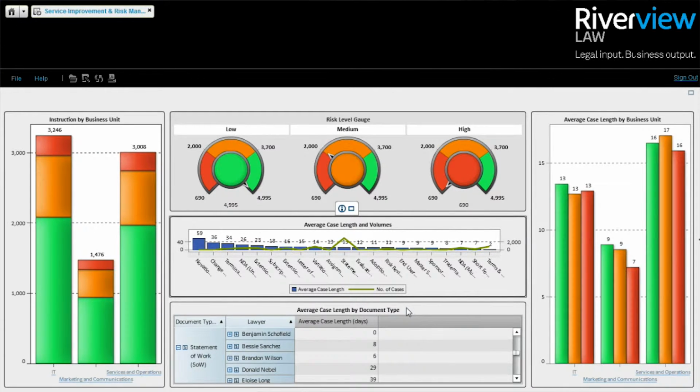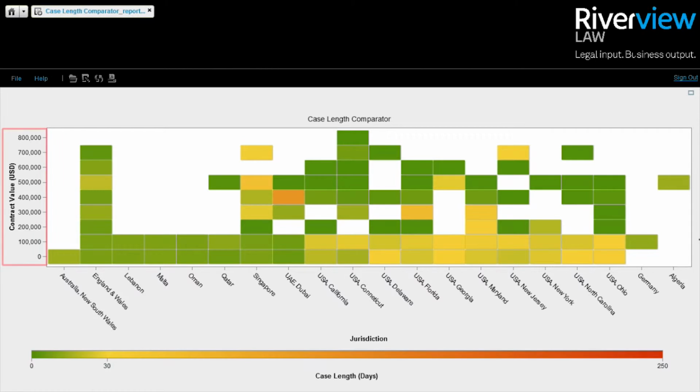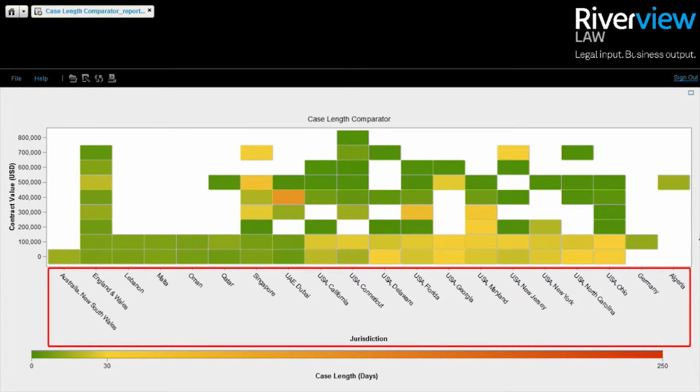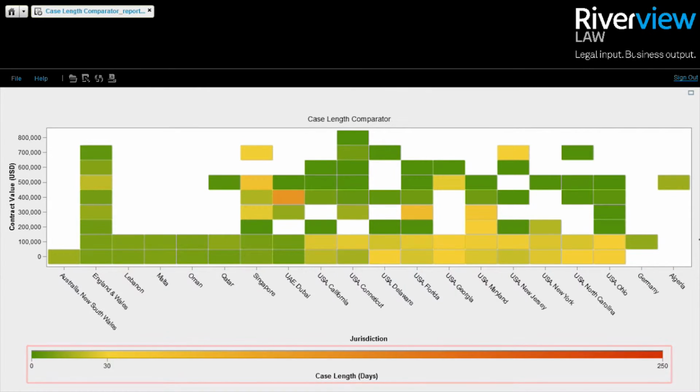One of the other things that the analytics is fantastic to do is that it allows you to look across your contract database. So not simply looking at the trends or the live cases within your team, but actually looking at what's happening within your contracts. So here we're looking at a heat map which looks at the contract values as against the jurisdictions of the contract, but looking at them from how long are matters taking to complete.